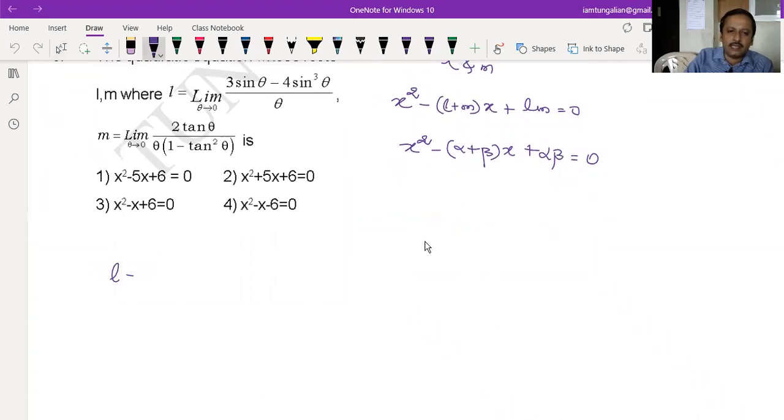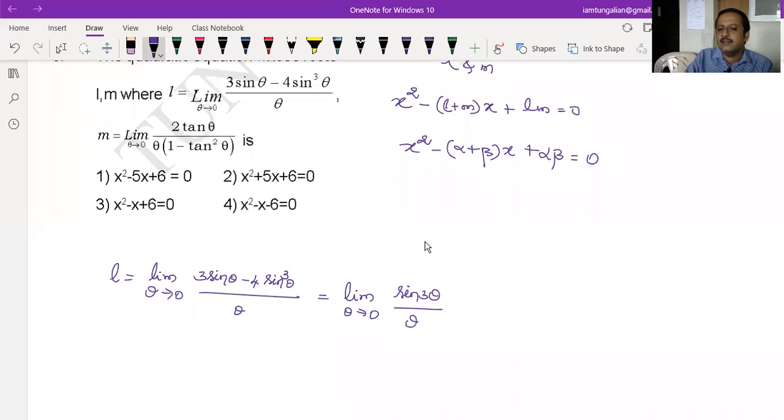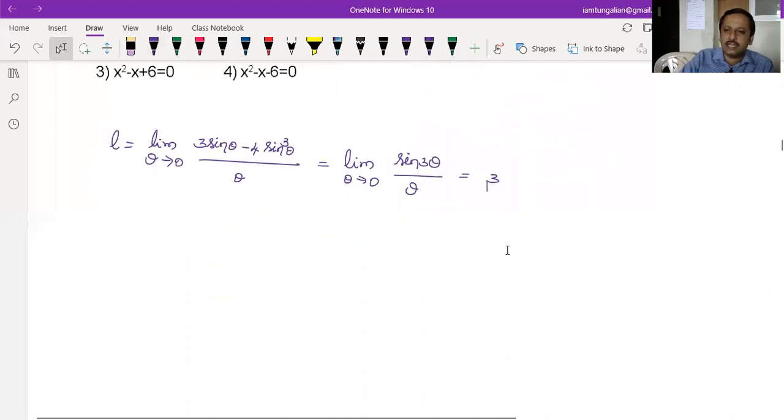So L is equal to limit theta tends to 0, (3 sine theta minus 4 sine cube theta) divided by theta. That's equal to limit theta tends to 0, and 3 sine theta minus 4 sine cube theta is nothing but sine 3 theta, by theta. Limit theta tends to 0, sine 3 theta by theta is equal to 3, which means L is equal to 3. Now let us find out what M is.